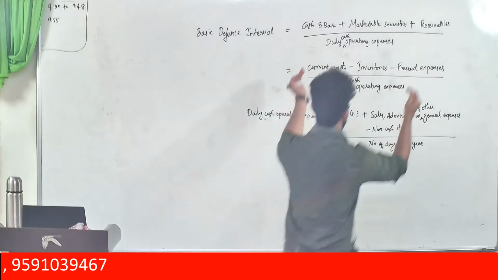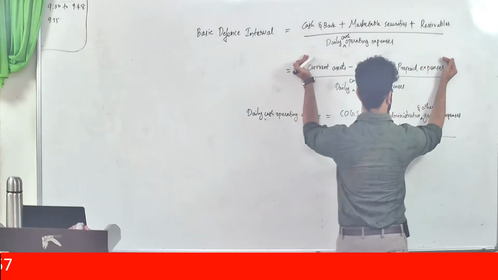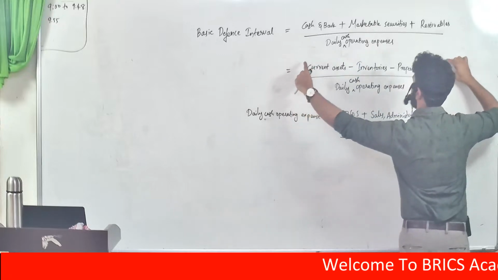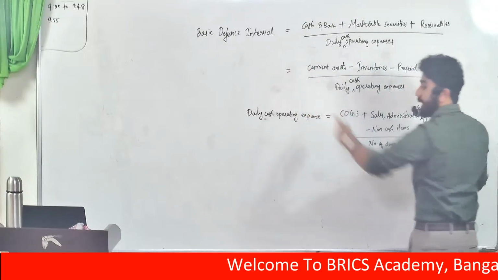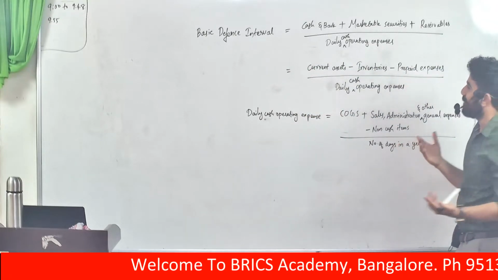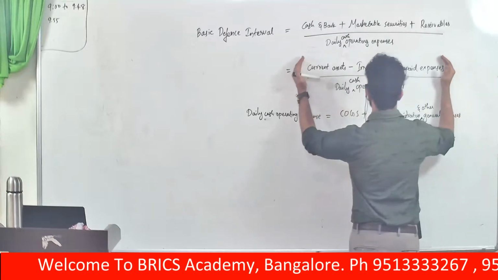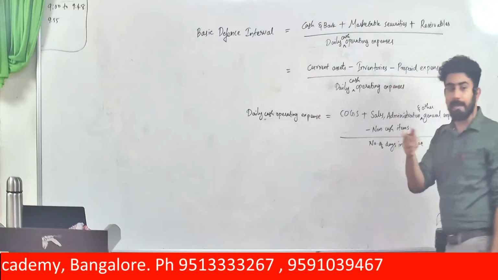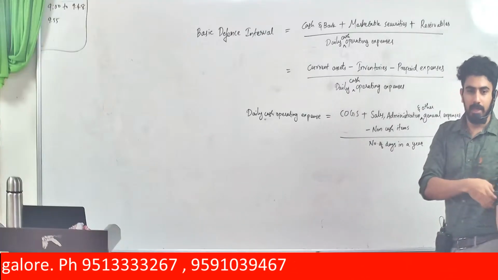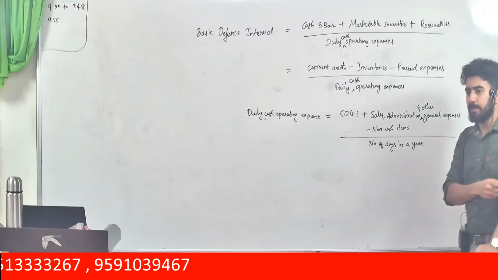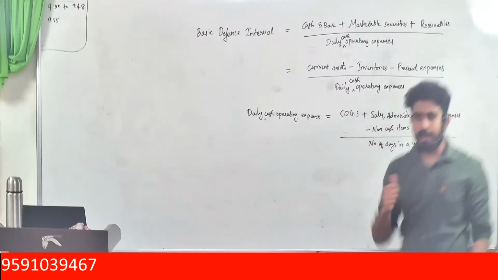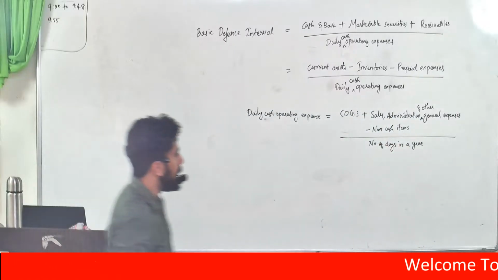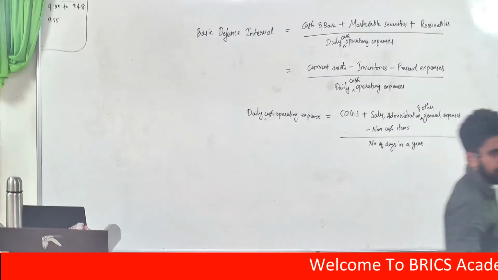Guys, what is this thing? This much, this much. Quick. People will say this is letters, sir. Guys, the numerator is quick assets. If you see, current assets minus inventory minus prepaid expenses. This is quick assets, divided by daily cash operating expenses.